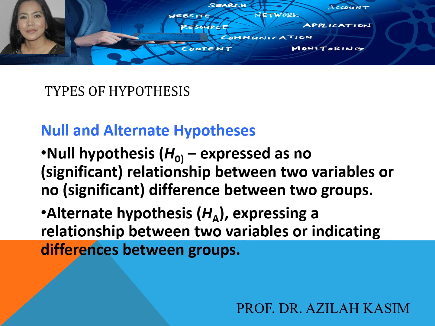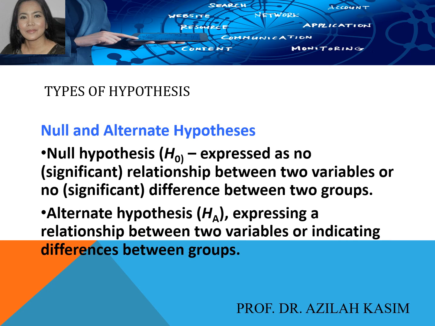And lastly, there are two types of hypothesis, which are the null hypothesis and the alternate hypothesis. The null hypothesis, which we often see in journal articles expressed as H0, is expressed as no significant relationship between two variables or no significant difference between two groups. So when there is no relationship, this is what we call a null hypothesis. It is expressed as no relationship or no significant difference between two groups.